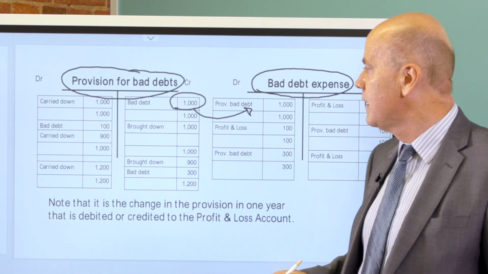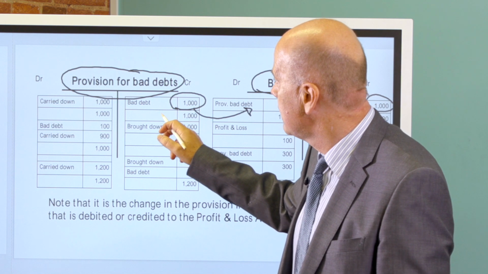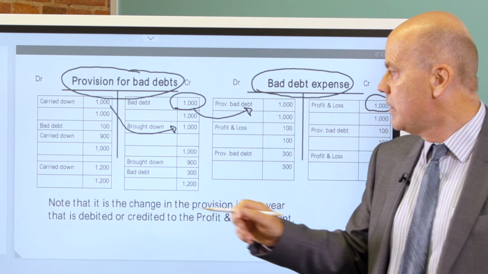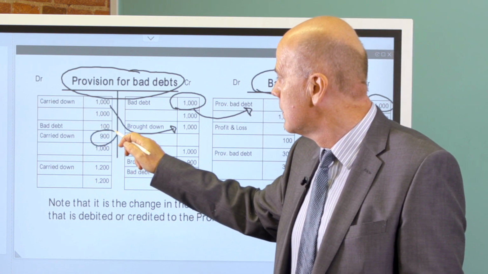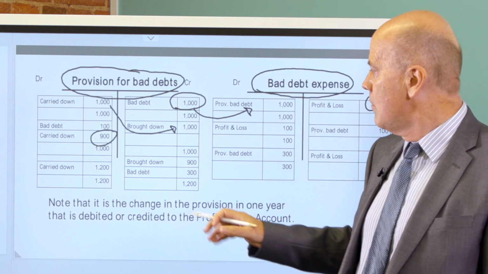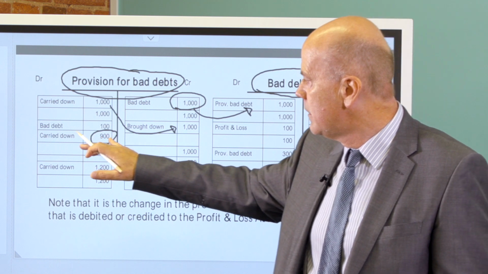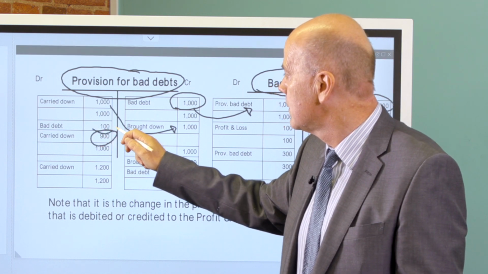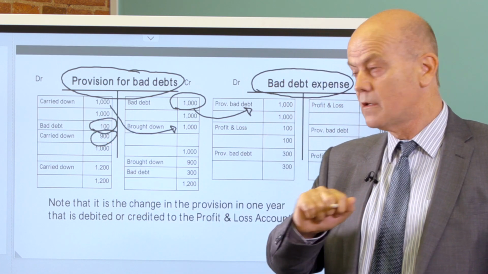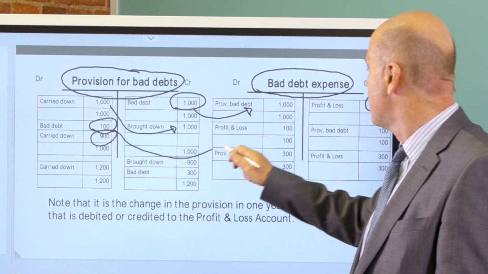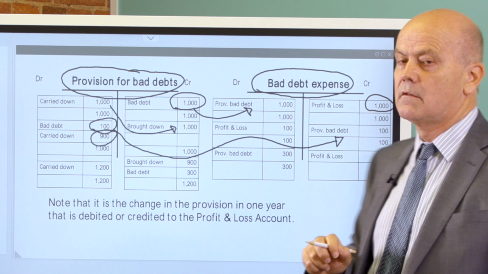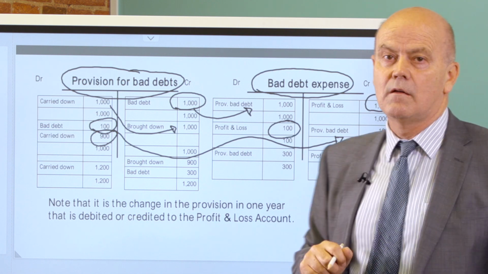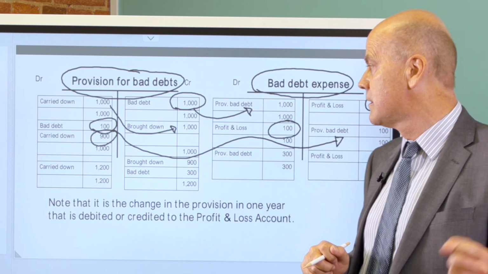Let's do number two. Let's do the second year. We bring the provision down to the next year. And we know now that we only need $900 provision. So how do we organize this? Well, we brought down 1,000. We need 900. We actually have good news. We have a credit here effectively. Well, it's a debit in the provision account. But what we do then is credit the expense account with $100. And that then appears as a reduction in cost in the profit and loss account.